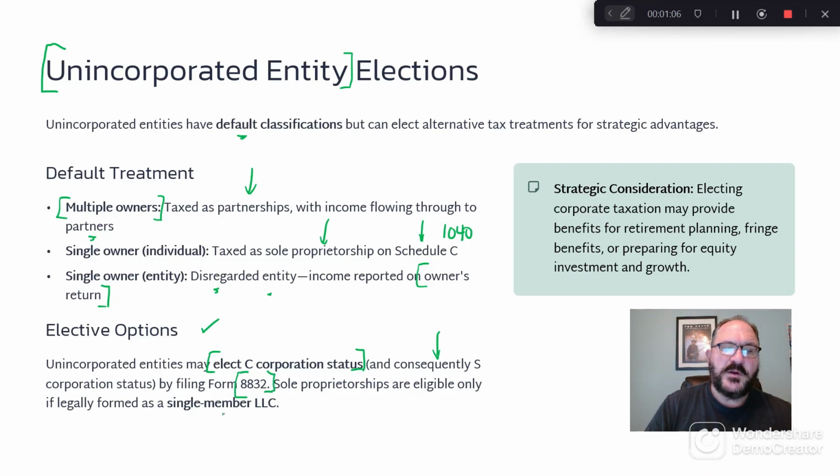Now, if you're a sole proprietor, you have to be a single member LLC. Why that's important has to do with benefits for retirement planning, fringe benefits, or for equity investment and growth. So this is kind of long term. Usually what happens is if somebody thinks they want to be a Schedule C, they have this long-term vision as to what they're going to do. Oftentimes they go through a series of steps where the entities change. They move from one entity to another. It's not always starting out at the final entity.